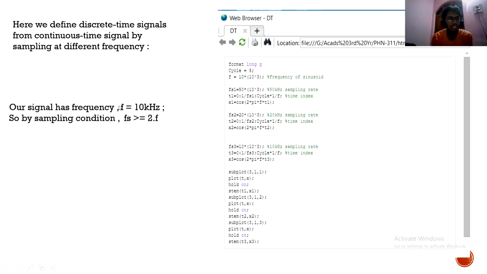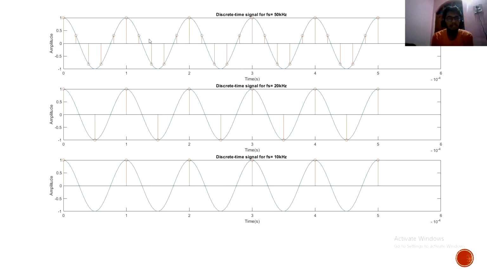As we know, our signal frequency is given by 10 kHz, and by the sampling condition, the sampling frequency should lie in this range or should follow this condition. Okay, so we will see what happens when one falls in the condition, and what happens if one violates it, and for overlapping we will see what happens. Okay, so here is a graphical representation.